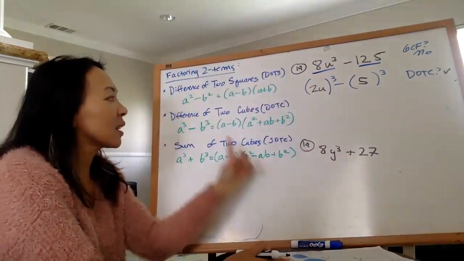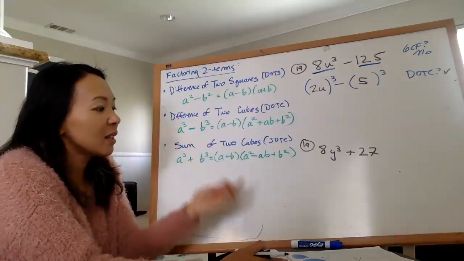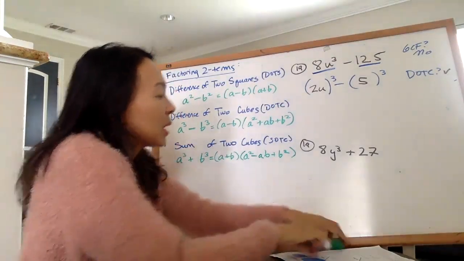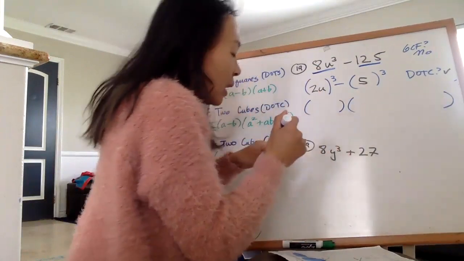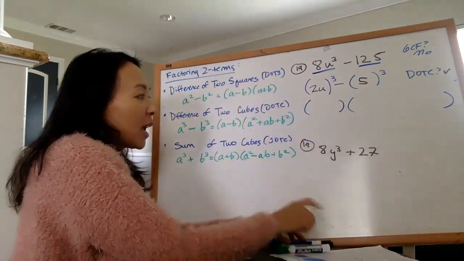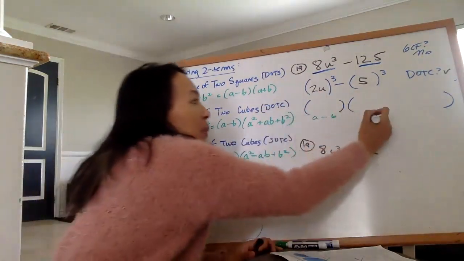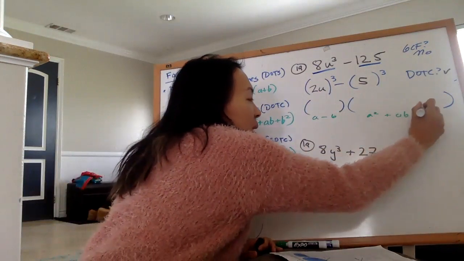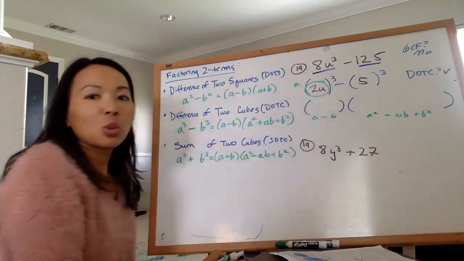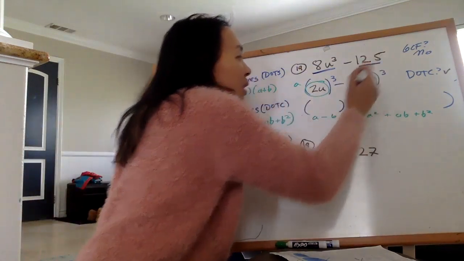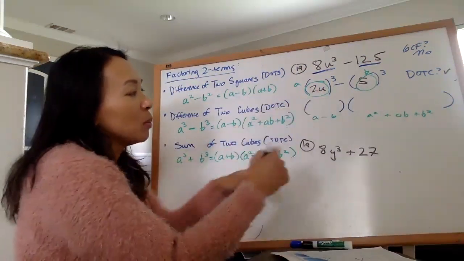Because it's a DOTC, I'm going to use this nifty formula here. I'm just going to plug it in. It's going to be something multiplied by something else, and it's going to be a minus b. So I'm just going to write it below here: a minus b multiplied by a squared plus ab plus b squared. Well, what is my a? This is my a. What is my b? This is my b. So a minus b is 2u minus 5.